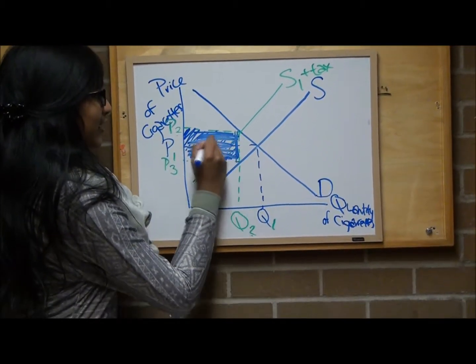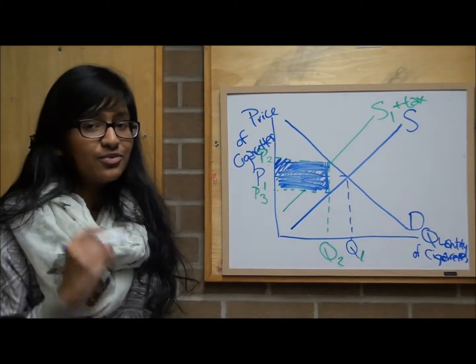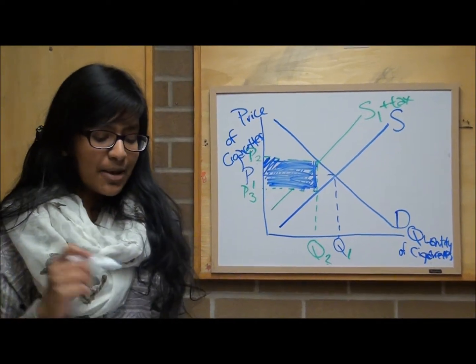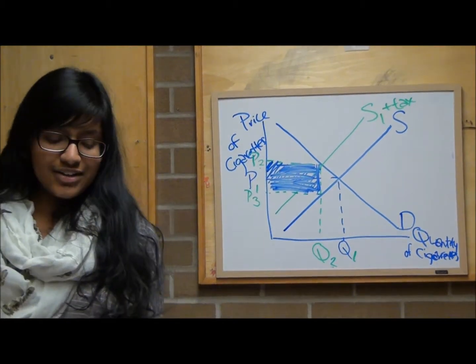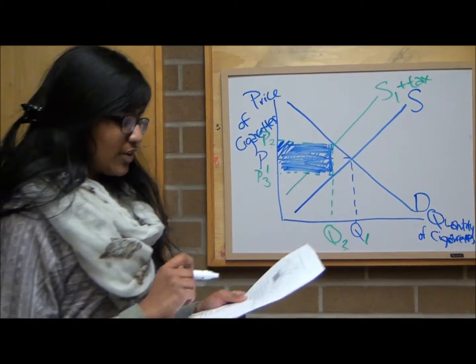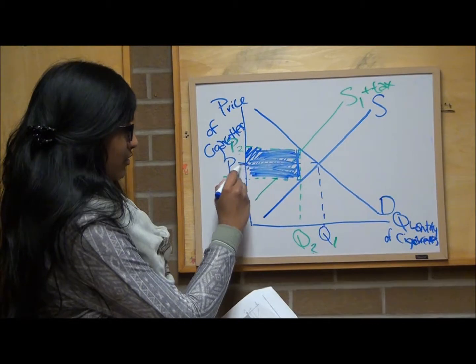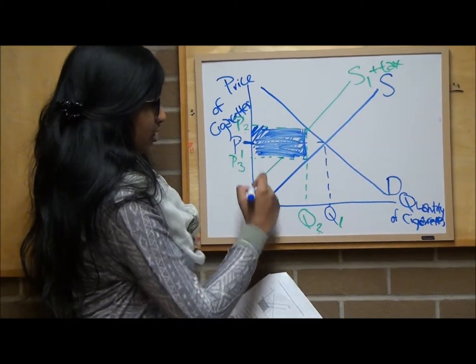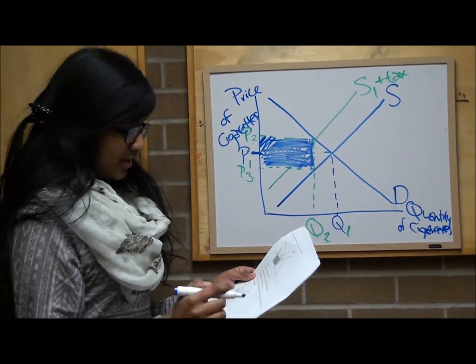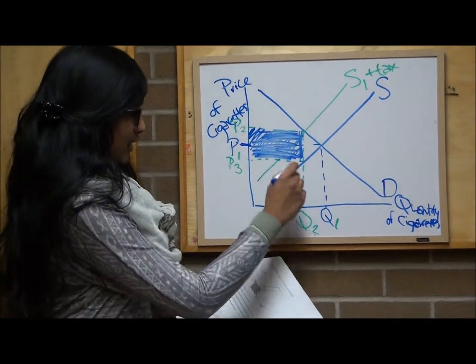So this rectangle you see here is the revenue that the government earns. Now the impact on producers. The producers lose revenue as a result of the indirect tax. So the producer revenue falls from P1 to Q1, so that is what they earned originally. And now what they make is P3 to Q2.